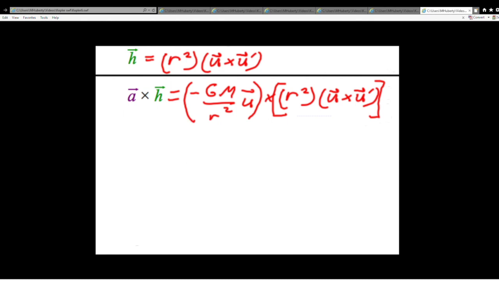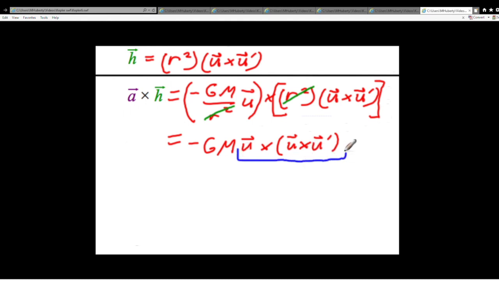So now look at this here. We have r squared and r squared that cancel out. So that's kind of neat. And then we're just left with this negative big GM out front, along with u crossed with, parentheses, u crossed with u prime. All right, so now we're going to try to figure out what this u crossed with u prime simplifies to.